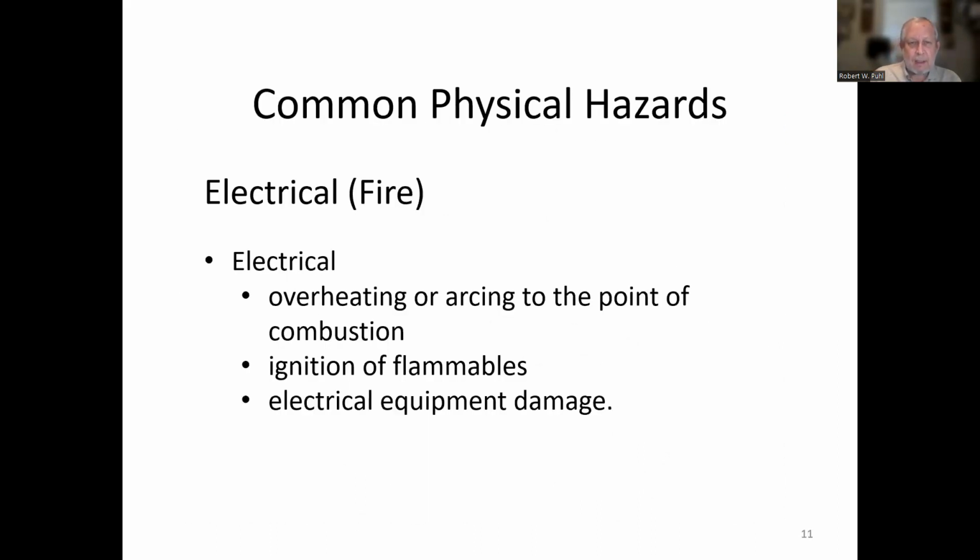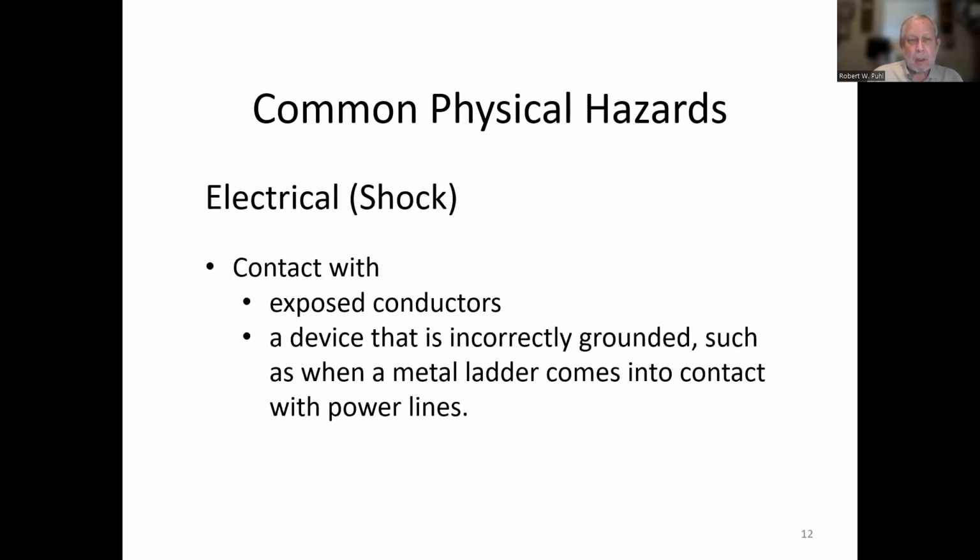Common physical hazards, again: electrical, which could cause a fire. Firemen will say that electrical is one of the most common causes of home fires, probably right after kitchen fires. Overheating or arcing to the point of combustion or ignition of flammables or electrical equipment. They could cause electrical equipment damage. Shock is contact with exposed conductors, or a device that's incorrectly grounded, such as when a metal ladder comes into contact with power lines.